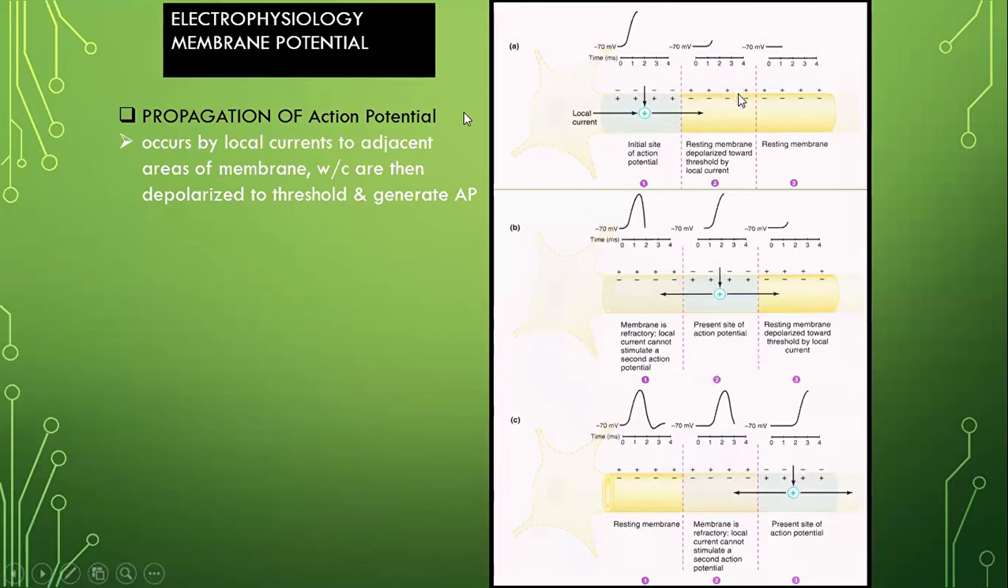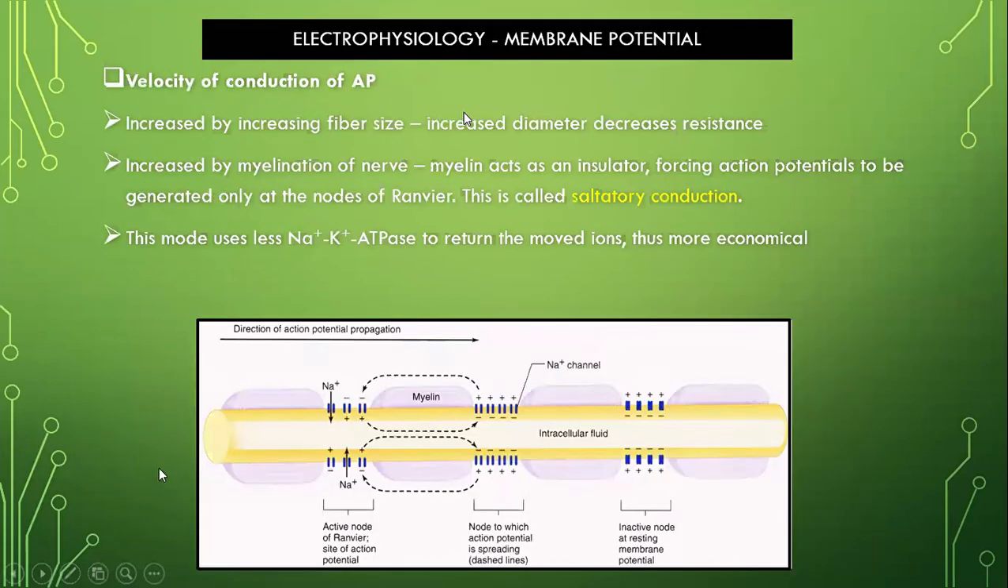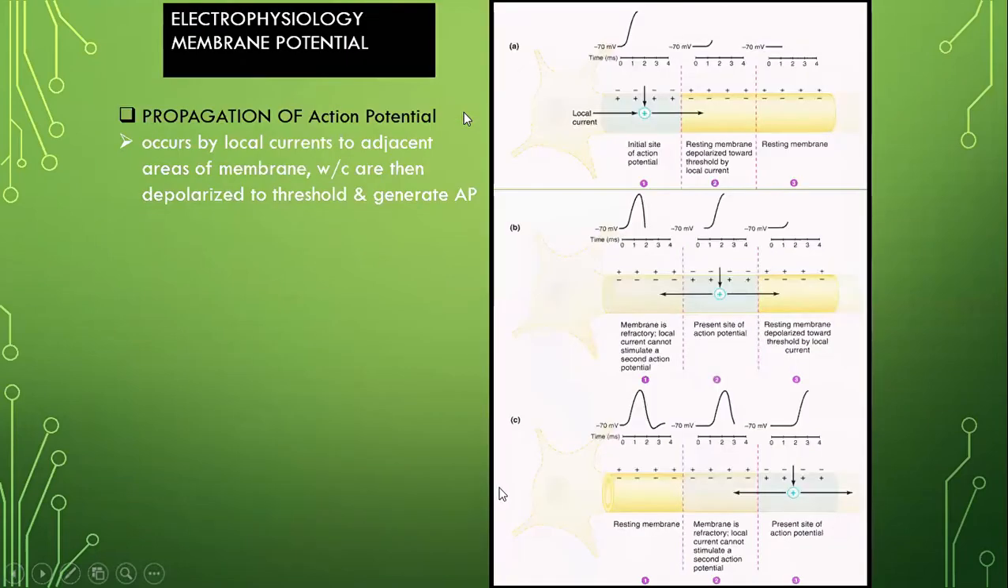Then it will go back to the resting membrane potential. This will produce a positive, right? And then the next one. So from there, the sodium action will terminate, and then there is repolarization. And this will be repeated at the next part of the nerve.